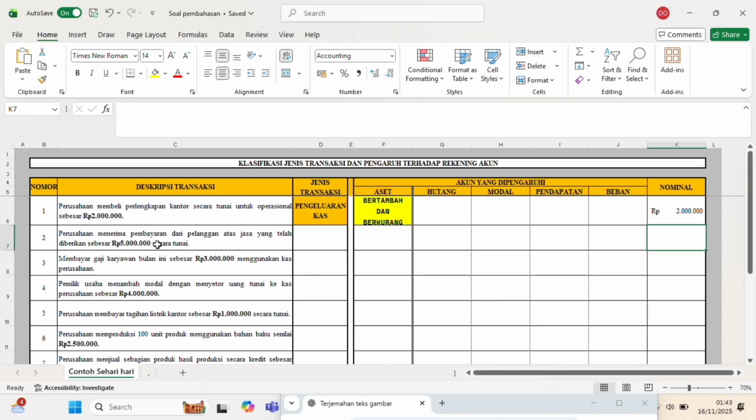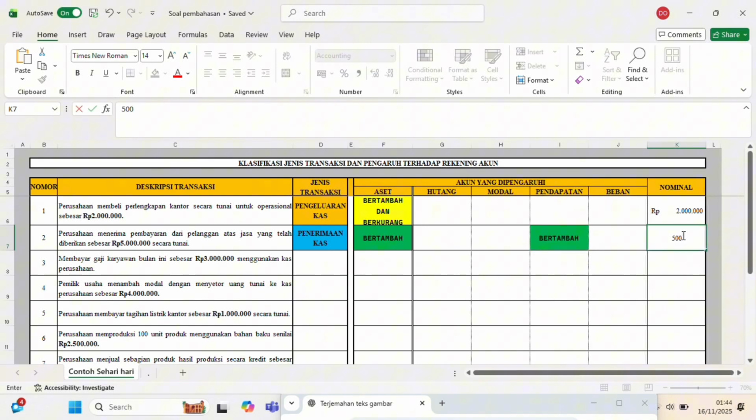Number 2. The company received a cash payment from a customer for service previously provided amounting to 5 million. This transaction falls under cash receipt. Since the company received cash, the accounts affected are cash, an asset, increases, and service revenue increases, amount 5 million.